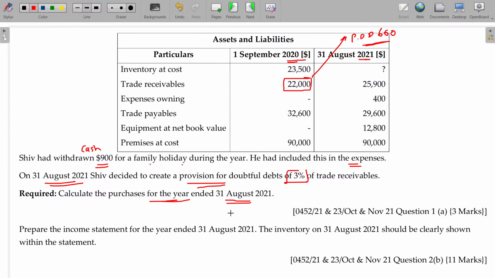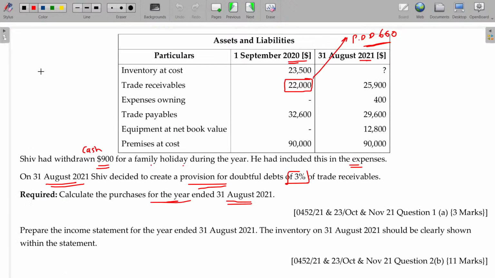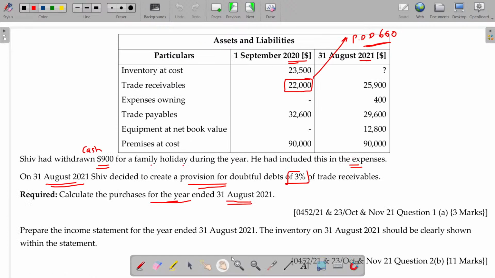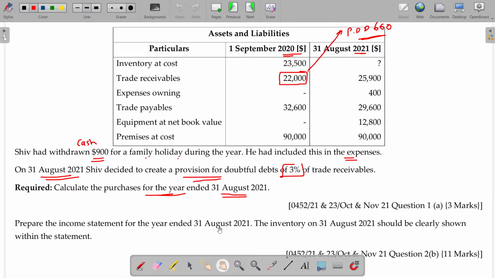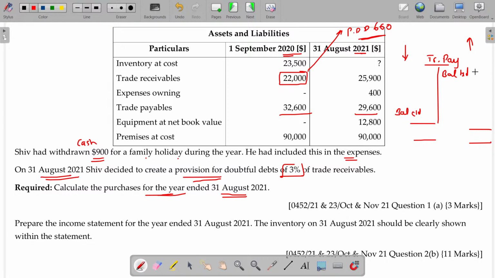Calculate the purchases for the year ended 31st August 2021. For the purchases, what do you have to do? You can prepare trade payables account. Trade payables is the base for calculating the purchases. So I'll put that value here. As you know the format here, balance brought down here, balance carried down here, and transaction increases the trade payables posted here, transaction reduces the trade payables value posted here. Trade payables opening and closing given, so opening being 32,600, closing being 29,600.